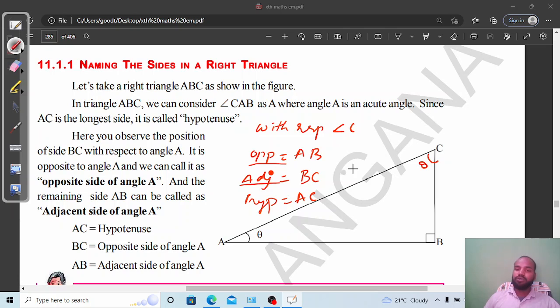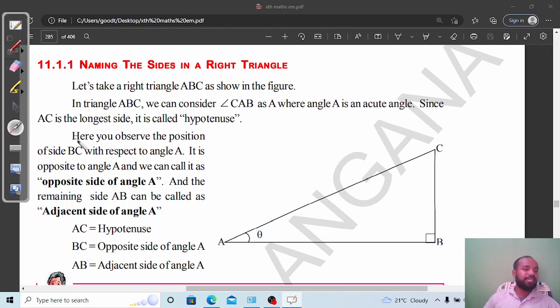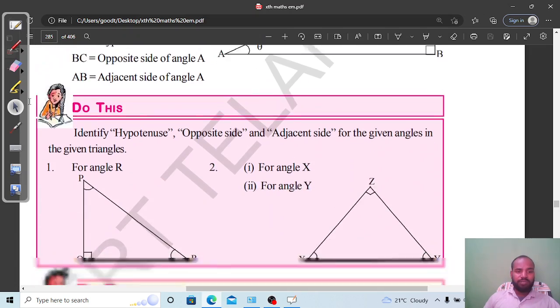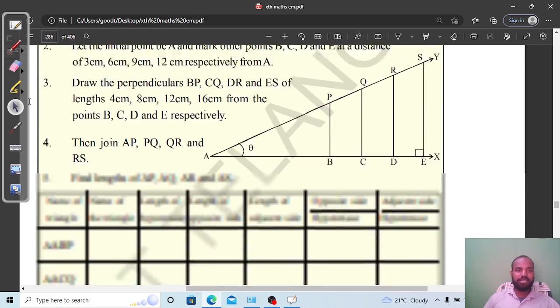Are you clear? So you have to compare with respect to the angle, and then give the opposite and adjacent. Okay, so don't confuse here. For your clarity, I am explaining this. With respect to the angle A, what is hypotenuse? AC is the hypotenuse. With respect to the angle A, what is adjacent? AB is the adjacent. What is the opposite? BC is the opposite. Remember, this is a basic introduction class, so that's the reason I am explaining everything in a clear manner.